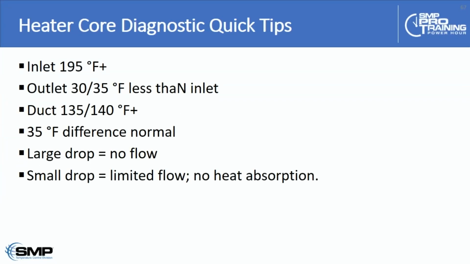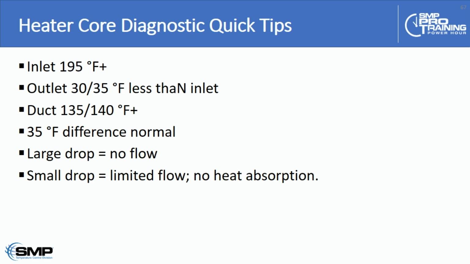So the heater system, again, these are just very quick tips here. On a hot working vehicle, I'd expect the heater core inlet temperature to be about 195 degrees plus. Usually on a good working heater system with the blower on high, you're going to see a 30, 40 degree temperature drop from the inlet to the outlet. A good rough rule of thumb for duct air should be maybe 135 or 140 degrees or warmer coming out the ducts with the system set on max heat.